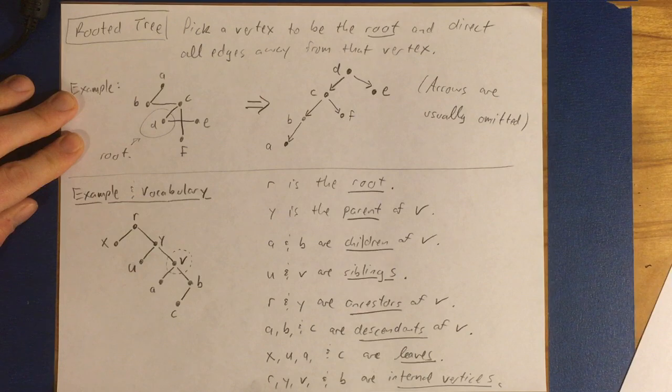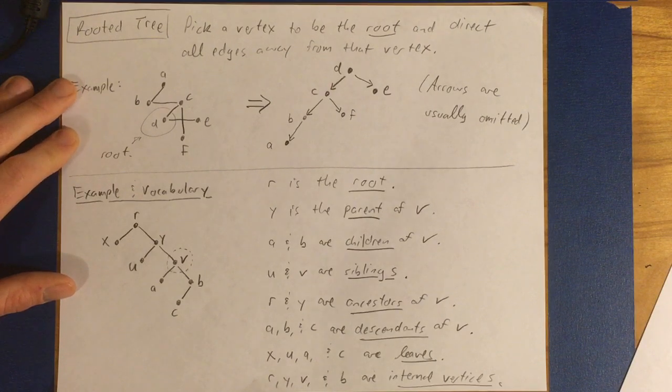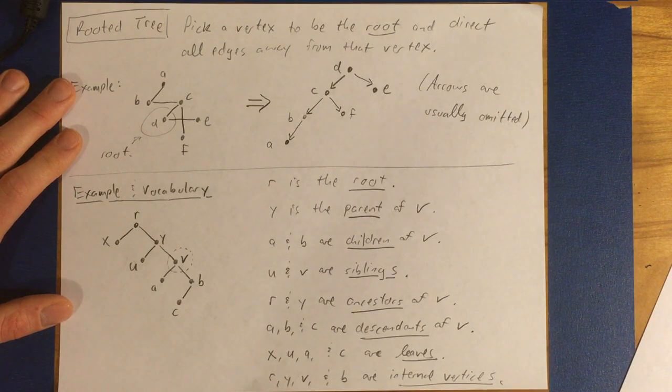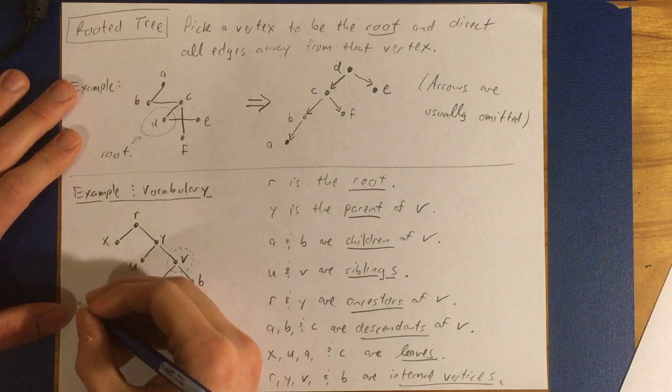A vertex in a tree is either a leaf or an internal vertex. Those two categories partition the vertex set of a tree. One more vocab term here. If you pick a vertex in your tree, you can form a subgraph rooted from that vertex. And that's called a subtree.